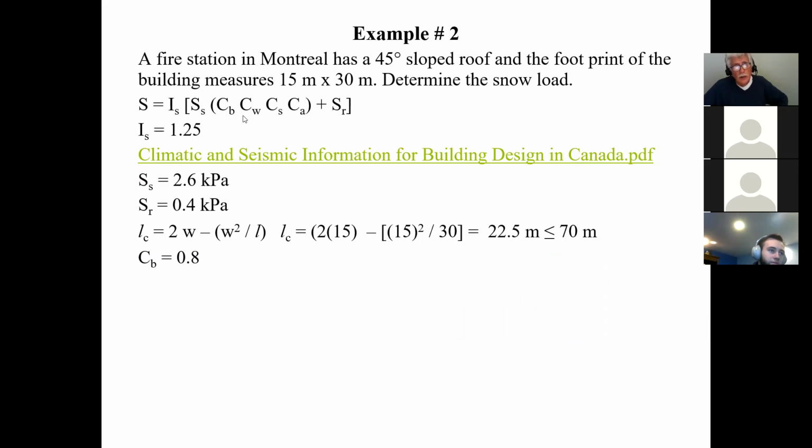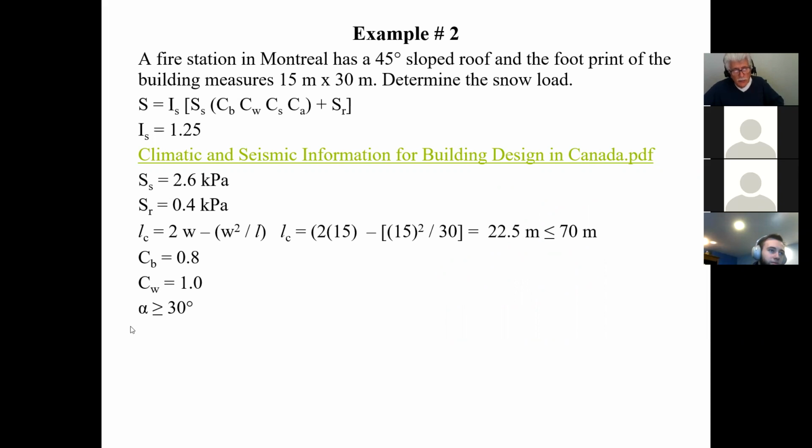Now, the next thing is CW. Because it's a fire station, like I said, anything that's high importance or post-disaster, CW has to be equal to 1.0 according to the National Building Code. So that's 1.0. I don't take into consideration that the wind can sweep snow off the roof. Now, CS is a slope factor. So let's see what happens here.